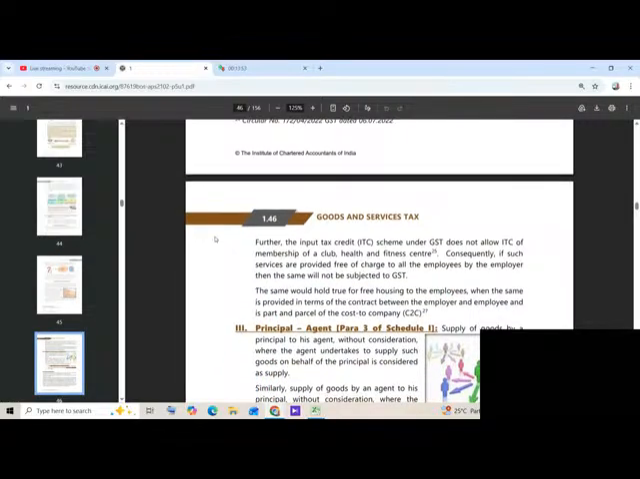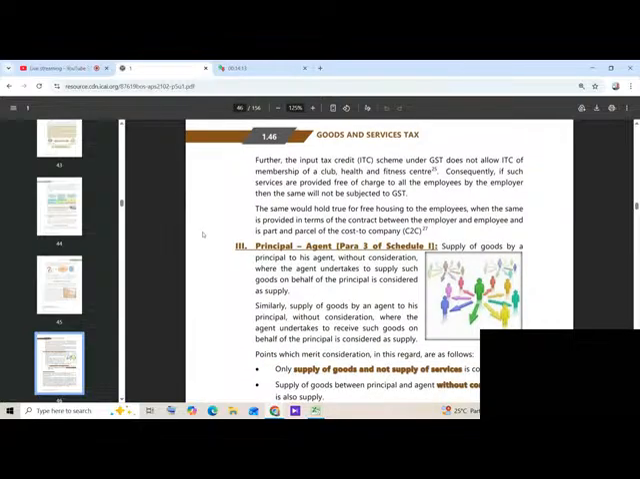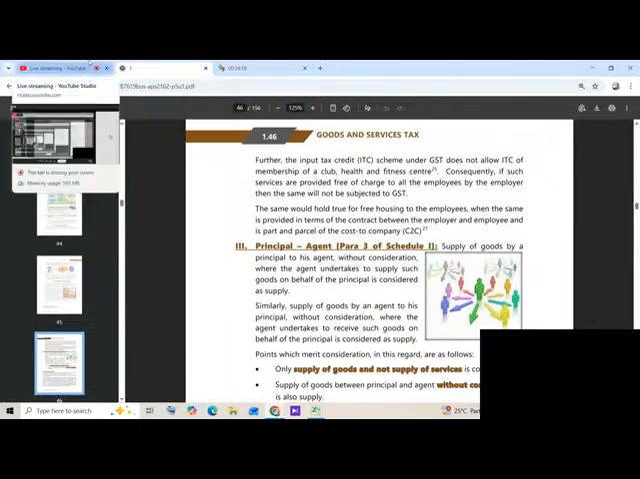Further, the input tax credit scheme under GST does not allow ITC of membership of a club, health, and fitness center. Consequently, if such services are provided free of charge to all the employees by the employer, then the same will not be subject to GST. The same would hold true for free housing to the employees when the same is provided in terms of contract between the employer and employee and is part and parcel of the cost to company.